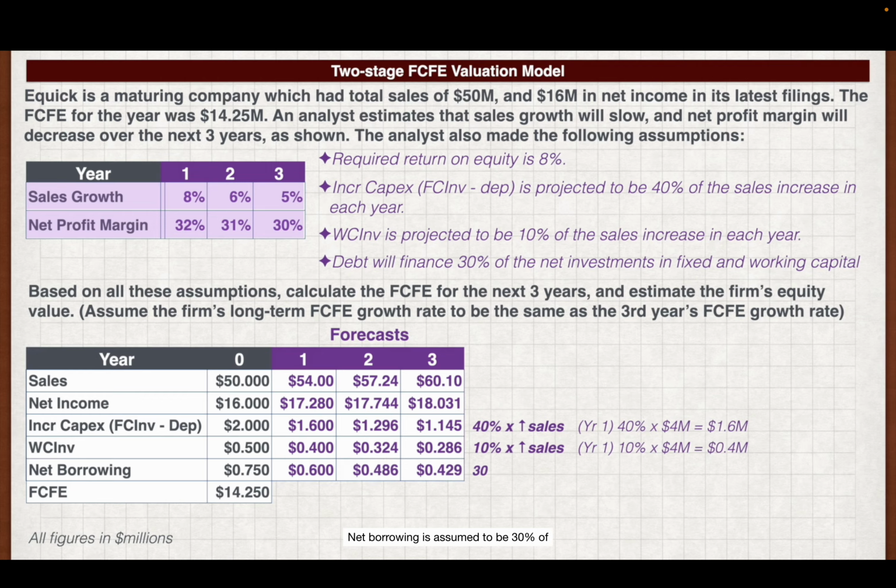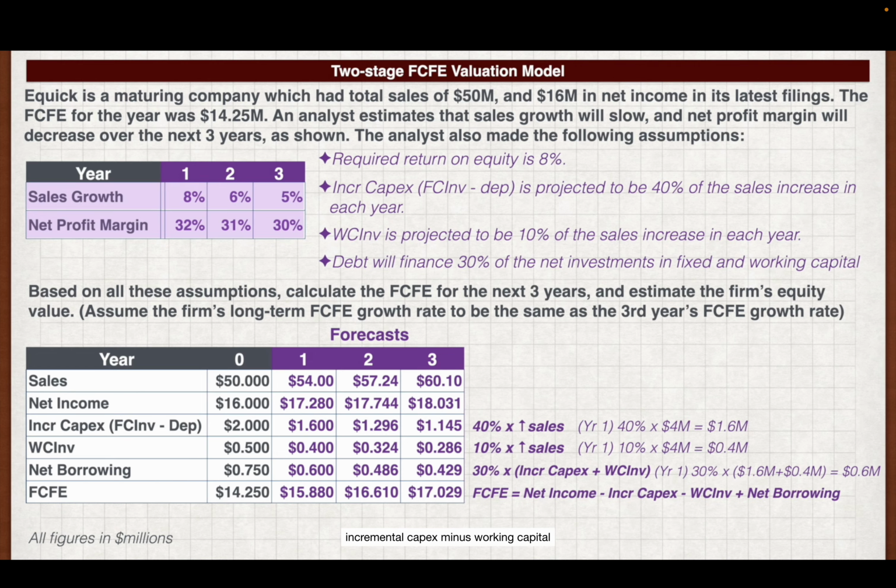Net borrowing is assumed to be 30% of the net investments in fixed capital and working capital. For example, the total net investments in the first year is expected to be $2 million, so the expected net borrowing is $0.6 million. And FCFE is net income minus incremental capex minus working capital investments plus net borrowing. These are the forecasted FCFE for the next 3 years. Based on these forecasts, the growth in FCFE for the 3 years are as follows.